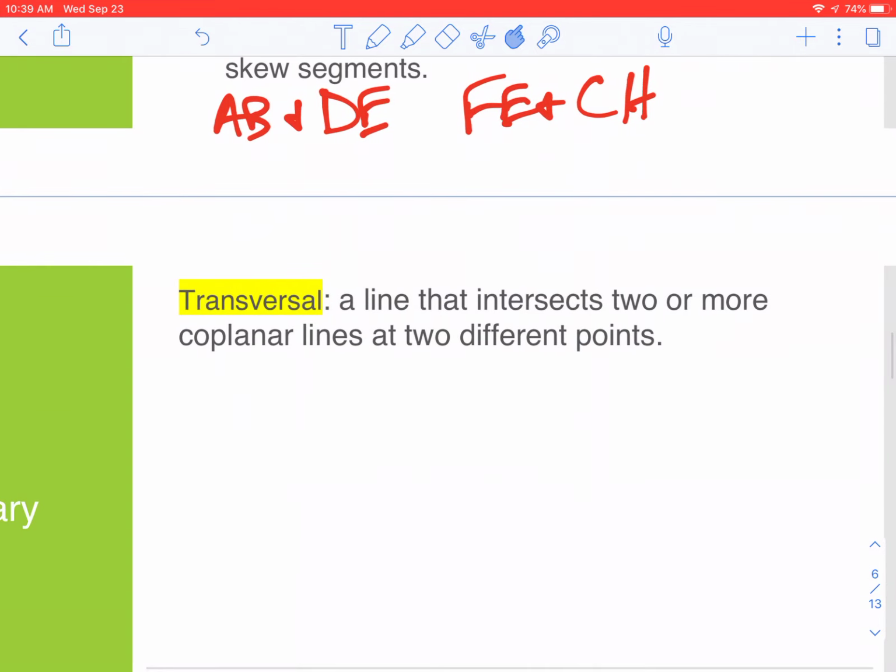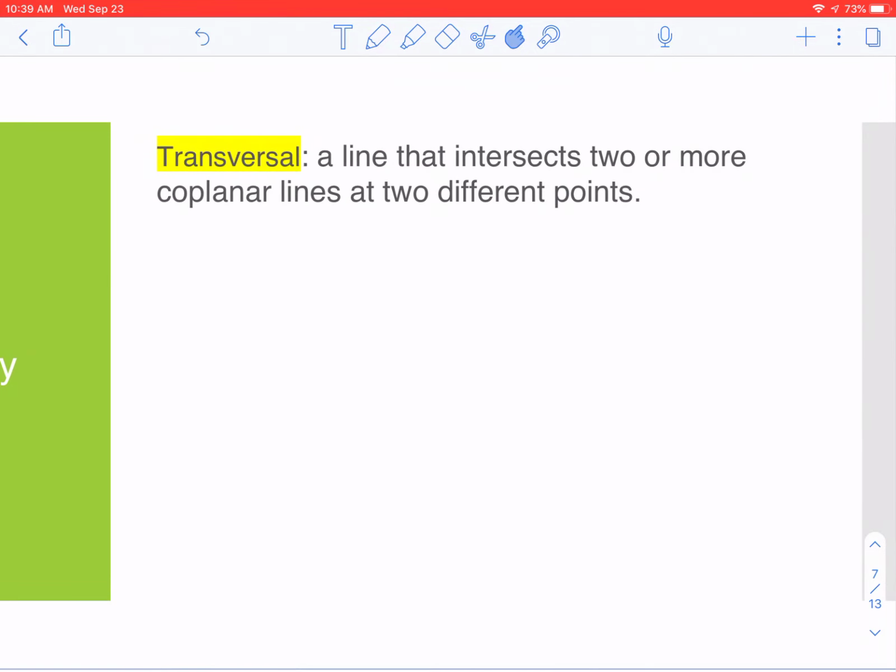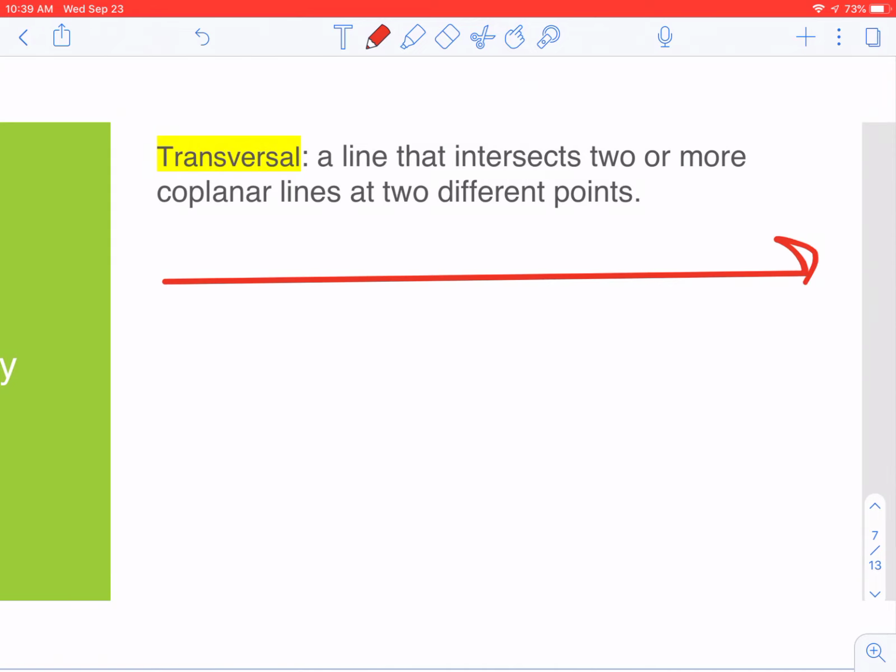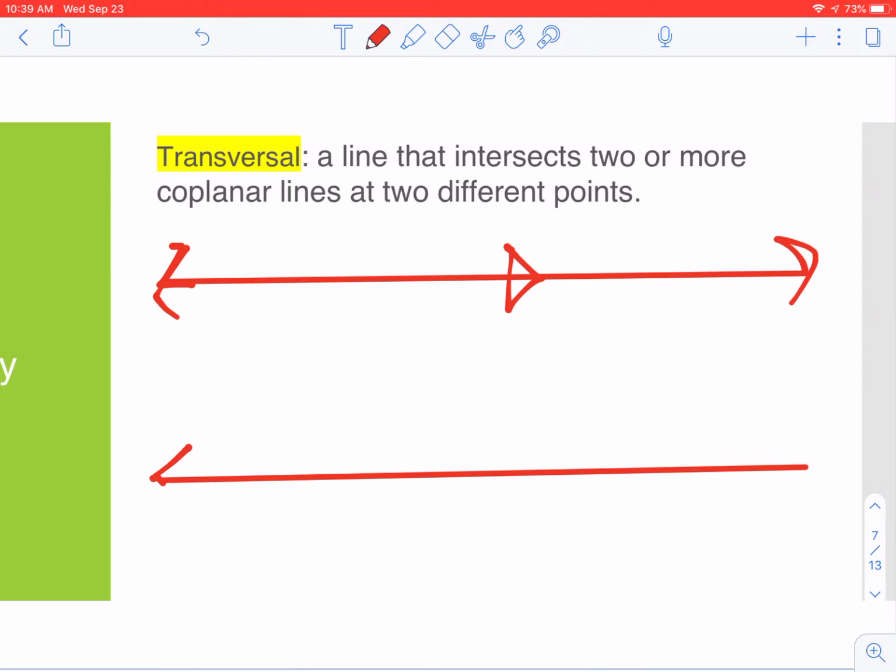All right, moving on. Transversal. I'm going to draw a transversal for you. First, I'm going to draw 2 parallel lines. Okay, and to show they're parallel, I draw this triangle. These don't have to be parallel. I just wanted to draw it.